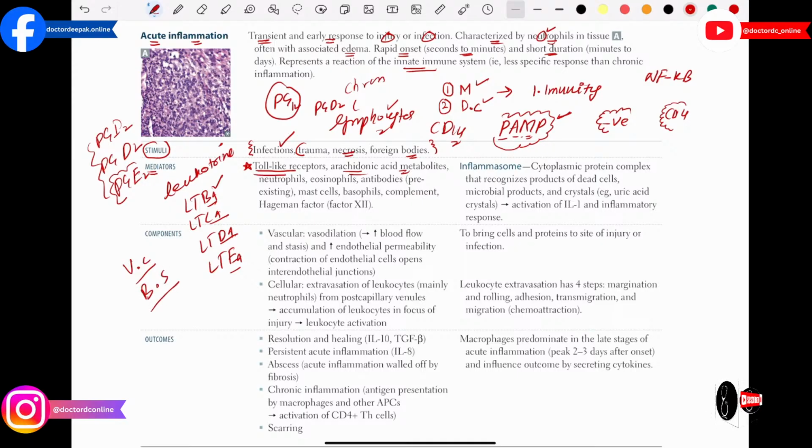Then also they increase the vascular permeability. So these are the three important functions which are going to be performed by leukotriene C4, D4 and E4.